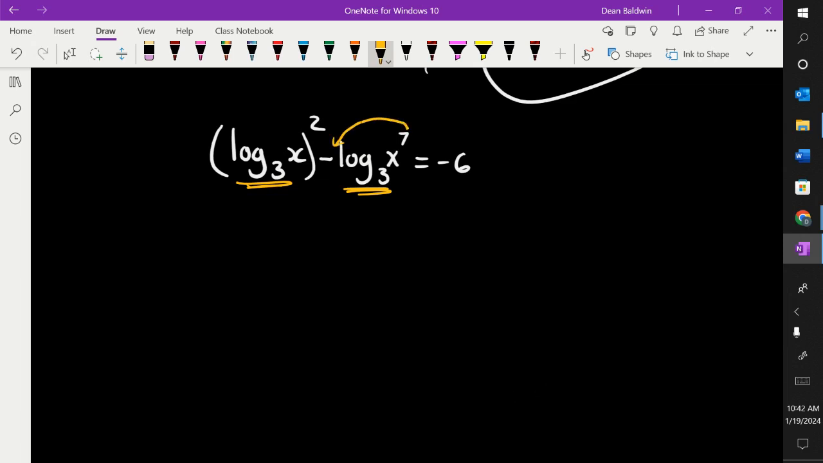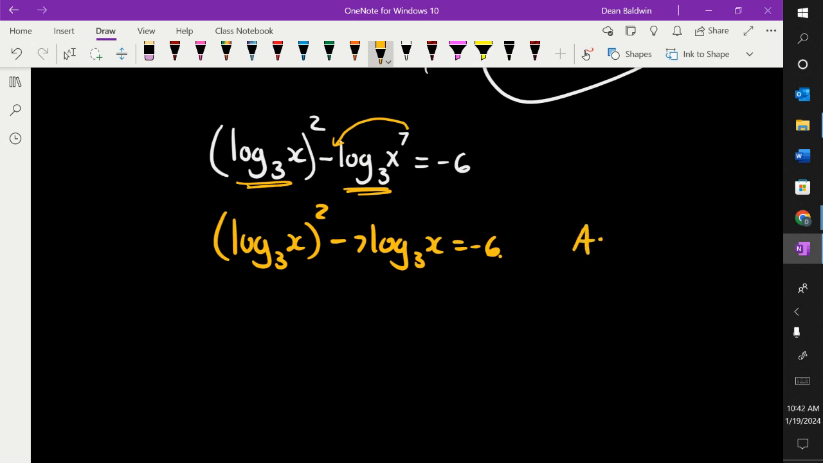Drop the 7. So I can rewrite it as log base 3 of x all squared minus 7 log base 3 of x equals negative 6. Now, this is gross, so we need to get rid of the logs. What are we going to do? We're going to do substitution. We're just going to say a, or whatever variable you choose, is going to be your logs. A squared minus 7a equals negative 6.